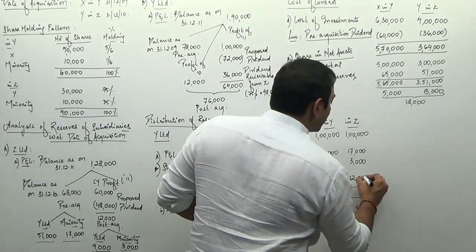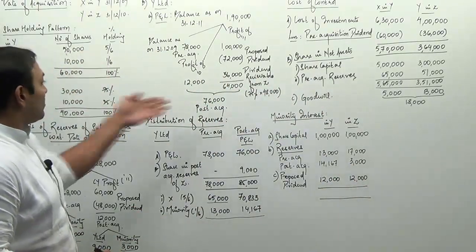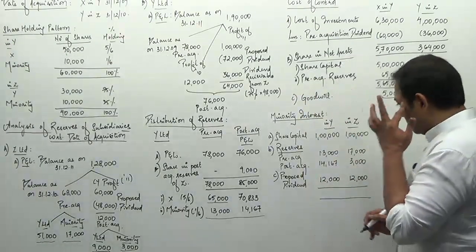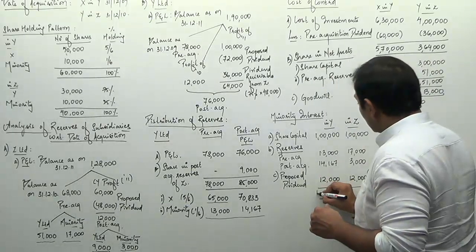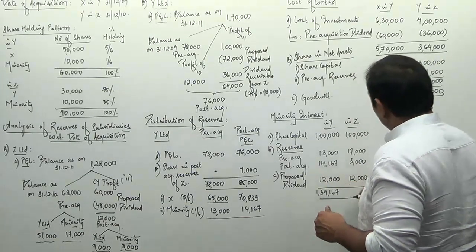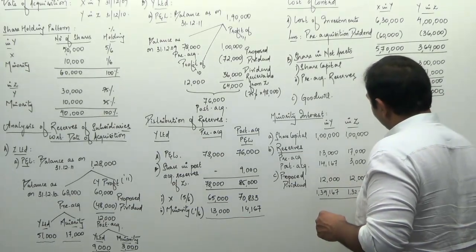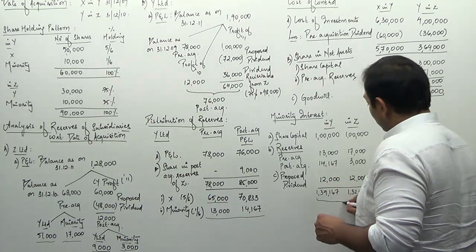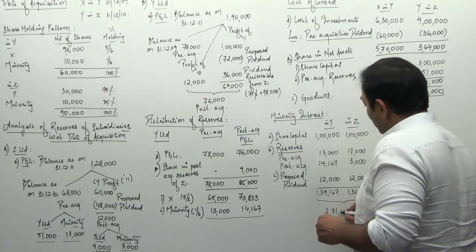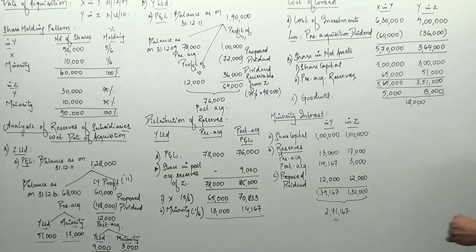Easier way to calculate is use the percentage. Use 12% on share capital, automatically you get the answer. I don't have to go with what is the percentage of proposed dividend on all that. So this will be 1,39,167 and this is 1,32,000. Add both, my total is 2,71,167. That is minority interest in consolidated balance sheet.